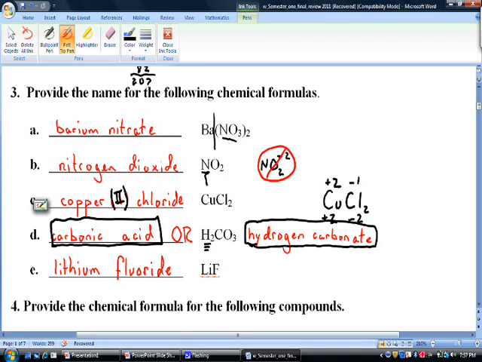And here we have an ionic compound. I know it's ionic because it starts with a metal, and this is lithium fluoride. Don't need a Roman numeral. So you may want to pause the video here and make sure you can answer all of the questions in number 4.